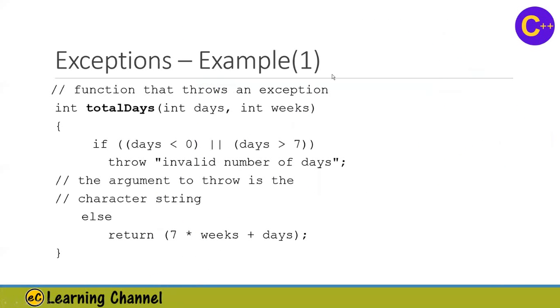So let's look at this exception example. Here we have a function called total day. We have integer day, integer weeks. If day is less than 0 or day is greater than 7, then day is an invalid day of a week, so we throw this string. Right here, the exception is actually a string. It is throwing a string.